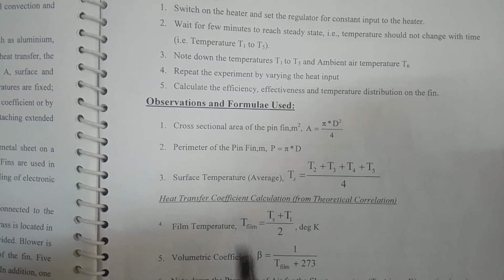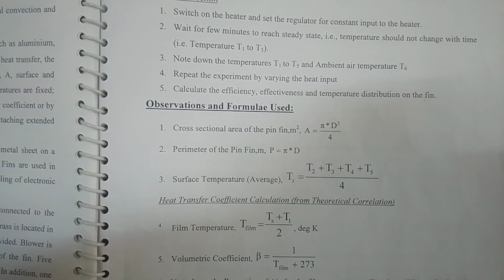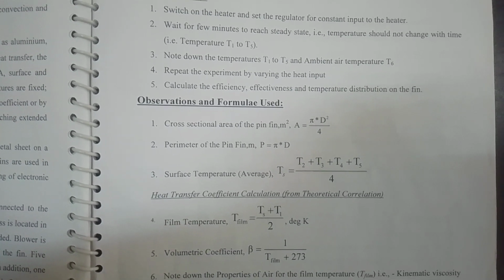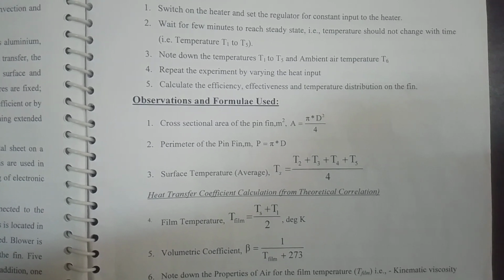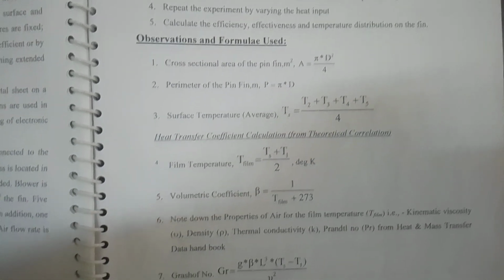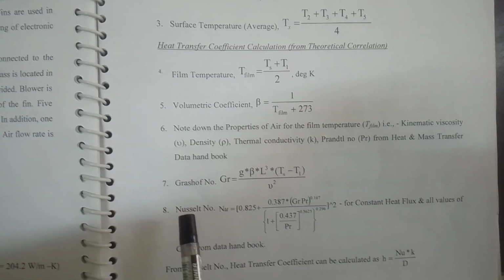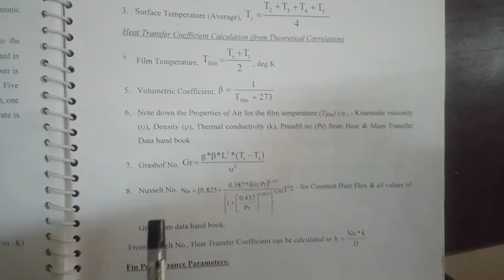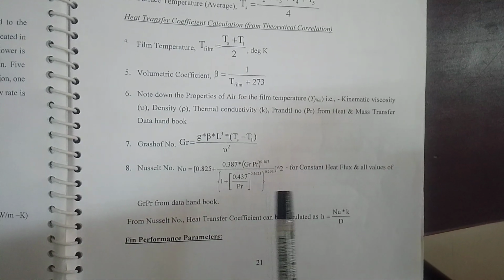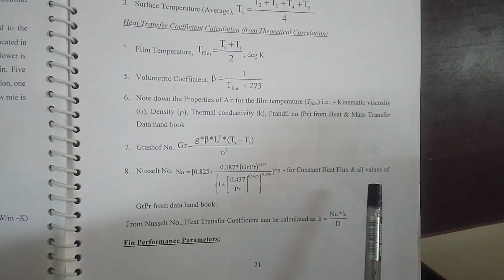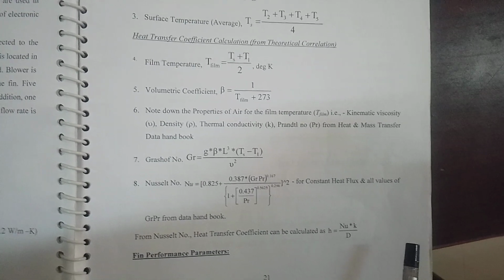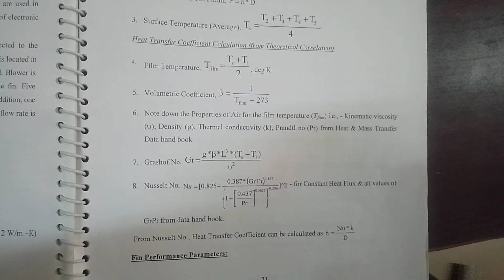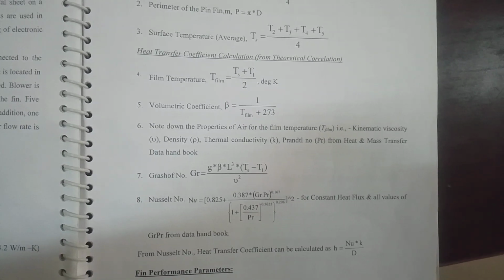For this film temperature, from the heat and mass transfer data handbook we are going to find the kinematic viscosity, density, thermal conductivity and Prandtl number. Substituting all those values, you will be able to find the Grashof number. Then, if you know the Grashof number and Prandtl number from the data handbook, we substitute them in the Nusselt number correlation for constant heat flux. From the Nusselt number, the heat transfer coefficient can be calculated very easily.